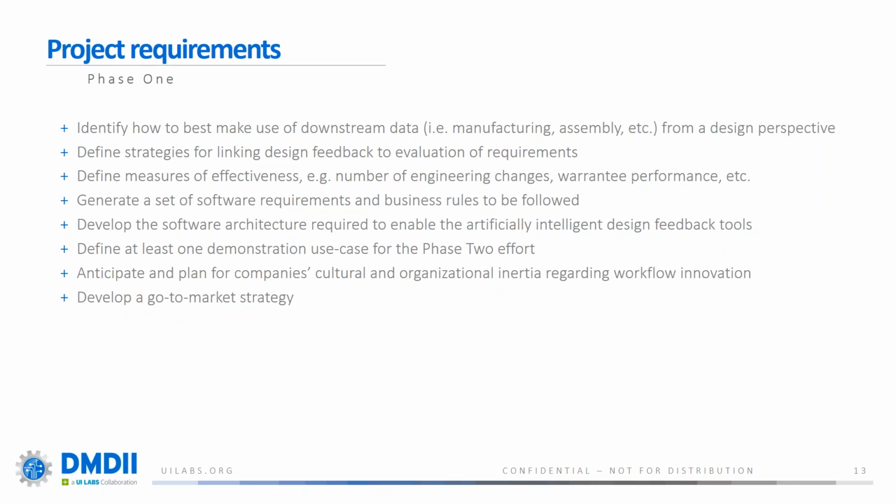We want to define strategies for linking design feedback to the evaluation requirements, and define measures of effectiveness, which speaks to defining KPIs for the project. Then generating a set of software requirements and business rules to be followed, developing a software architecture to enable artificially intelligent design feedback tools, and defining a demonstration use case for the phase two effort. Also anticipating and planning for cultural and organizational inertia regarding the workflow innovation associated with radically disrupting the digital design tools that we use to build products, and finally developing a go-to-market strategy.